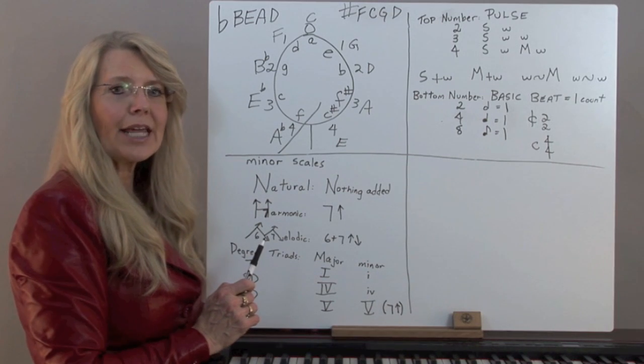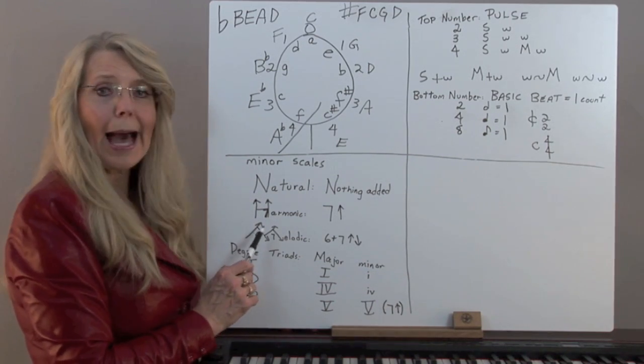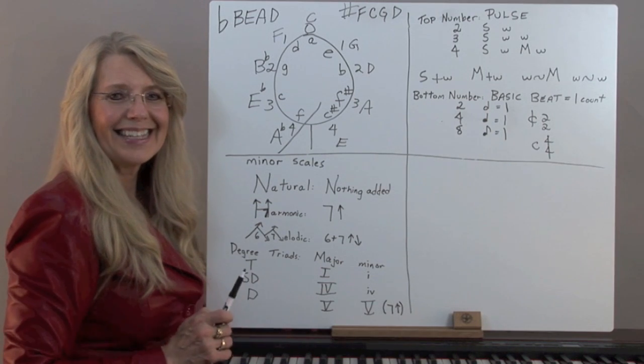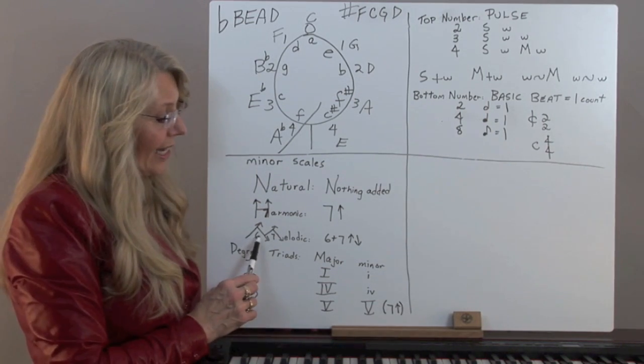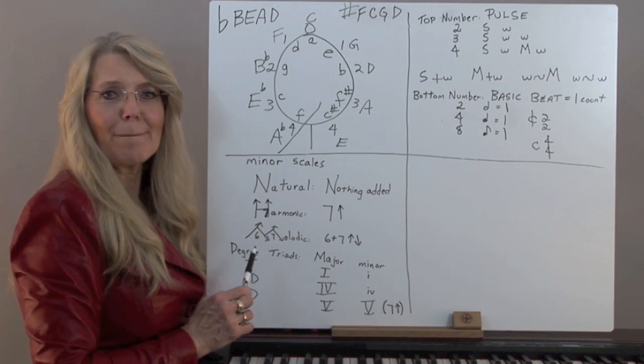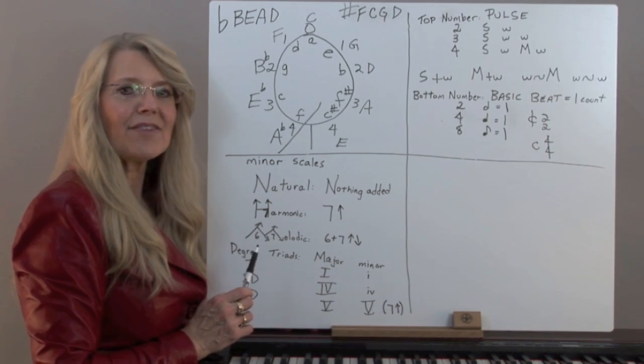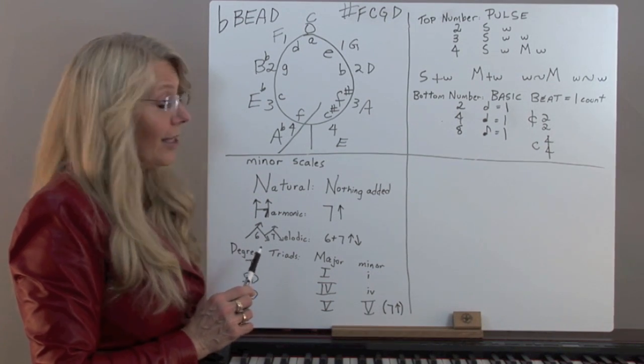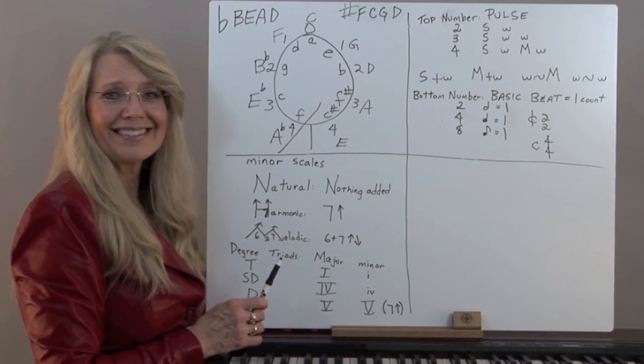Draw the uppercase letter M with both arrows going up and down. And add the 6 and 7 inside the letter M for the raised 6th and 7th notes on the way up and lowered on the way back down.